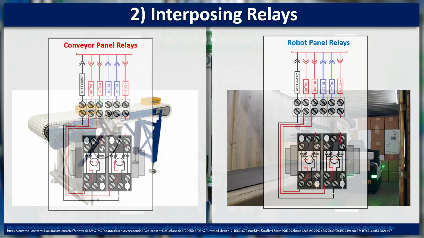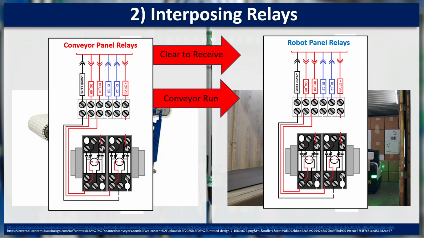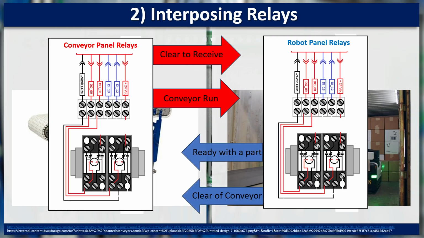Since both are on different electrical panels, you can't just turn on a switch in one and have the other receive it. Even with PLCs, you can't use one PLC's output wired to another's input. It's unsafe and could damage both PLCs, or in this case, machines. So here we put the dry contacts and coils to work. The conveyor now has two interposing relays.